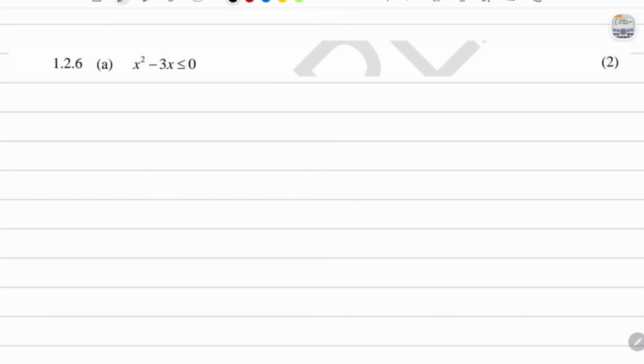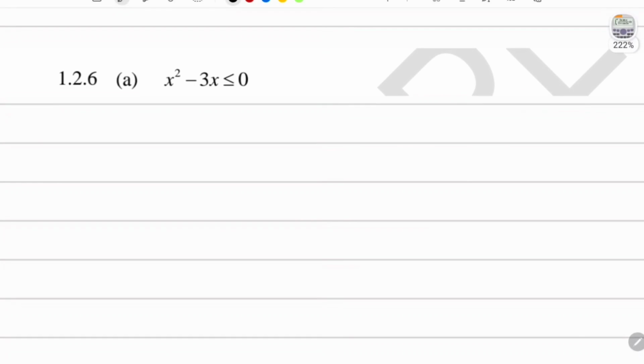1.2.6a, we have an inequality, and this is for 2 marks, so we need to solve for x. Do you see that this is a quadratic inequality because the highest exponent is 2, but it's not a trinomial. It's a binomial. We have 2 terms only, this and that.